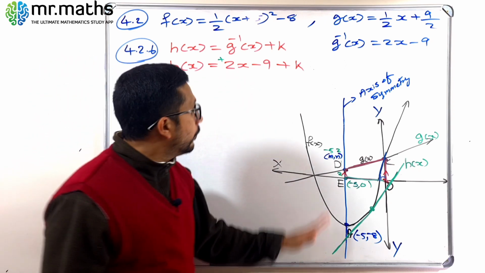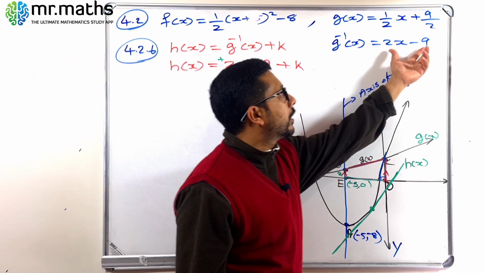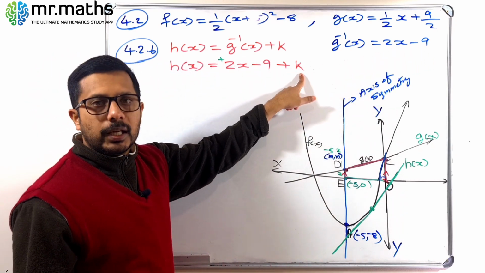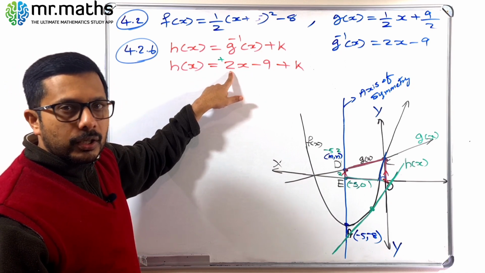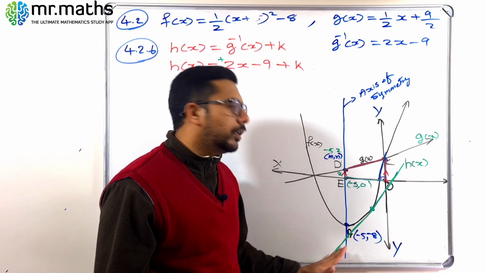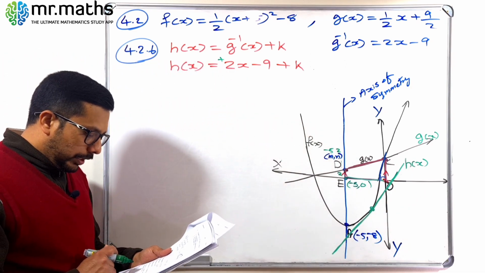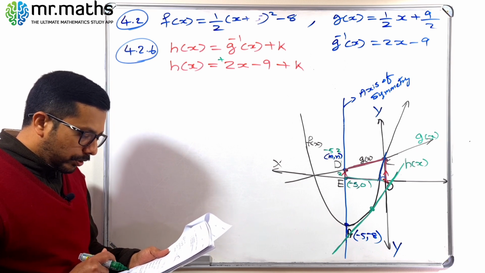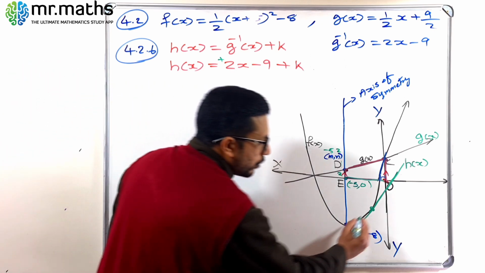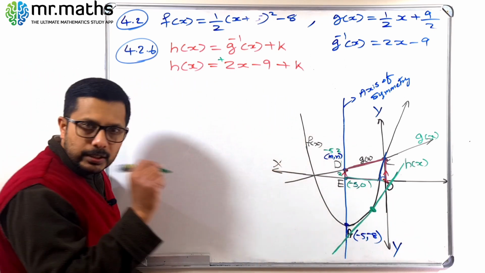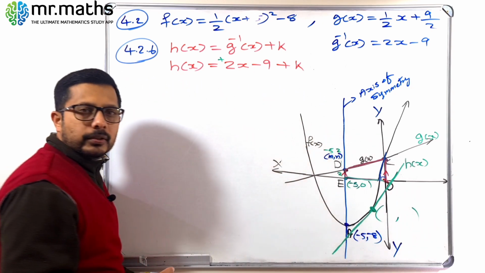Because h of x is g inverse of x plus k, and we substitute g inverse of x, 2x minus 9 plus k. Anyway, the gradient is the coefficient of x, that is positive 2. So the gradient of this h of x is positive 2. Now continue, read that one. It is a tangent to f, determine the coordinates of the point of contact between h and f. So you have to find the coordinates of that touching point, the tangent point. What is the coordinate here? That is the question. You understand?